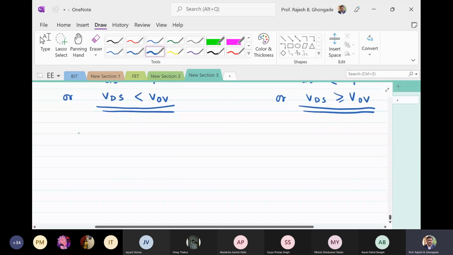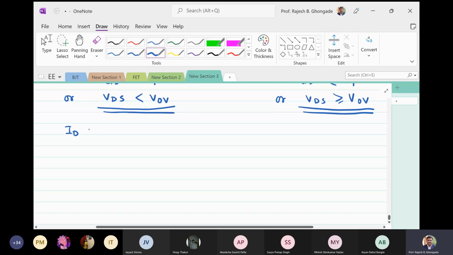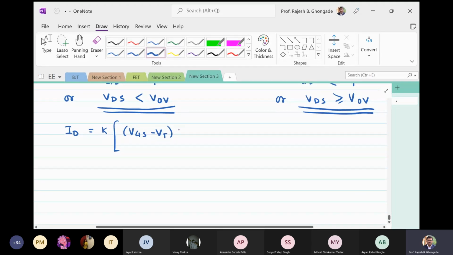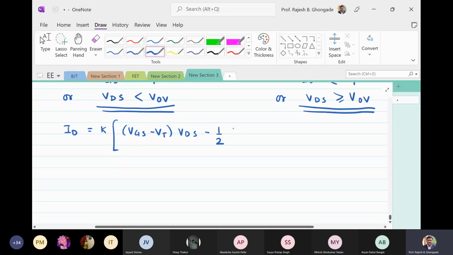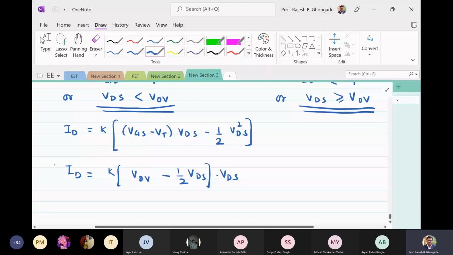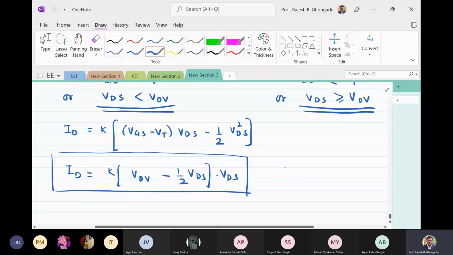The equations in triode region, in that case ID can be given as K into VGS minus VT into VDS minus half VDS square. That is its equation. Or you can also write it as ID in terms of VOV, we can write K into VOV minus half VDS, the entire thing into VDS. This is very, very important equation. Remember, this equation is valid when the device is in the triode region.